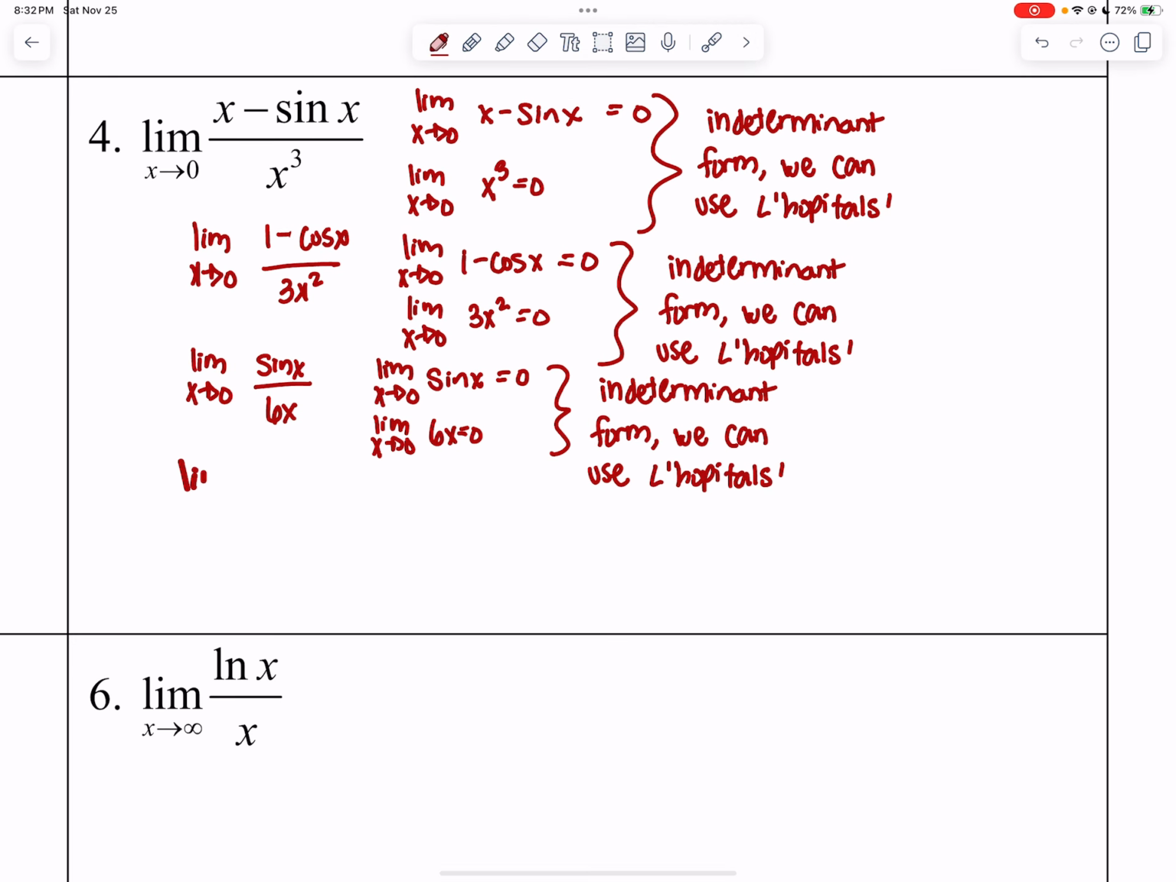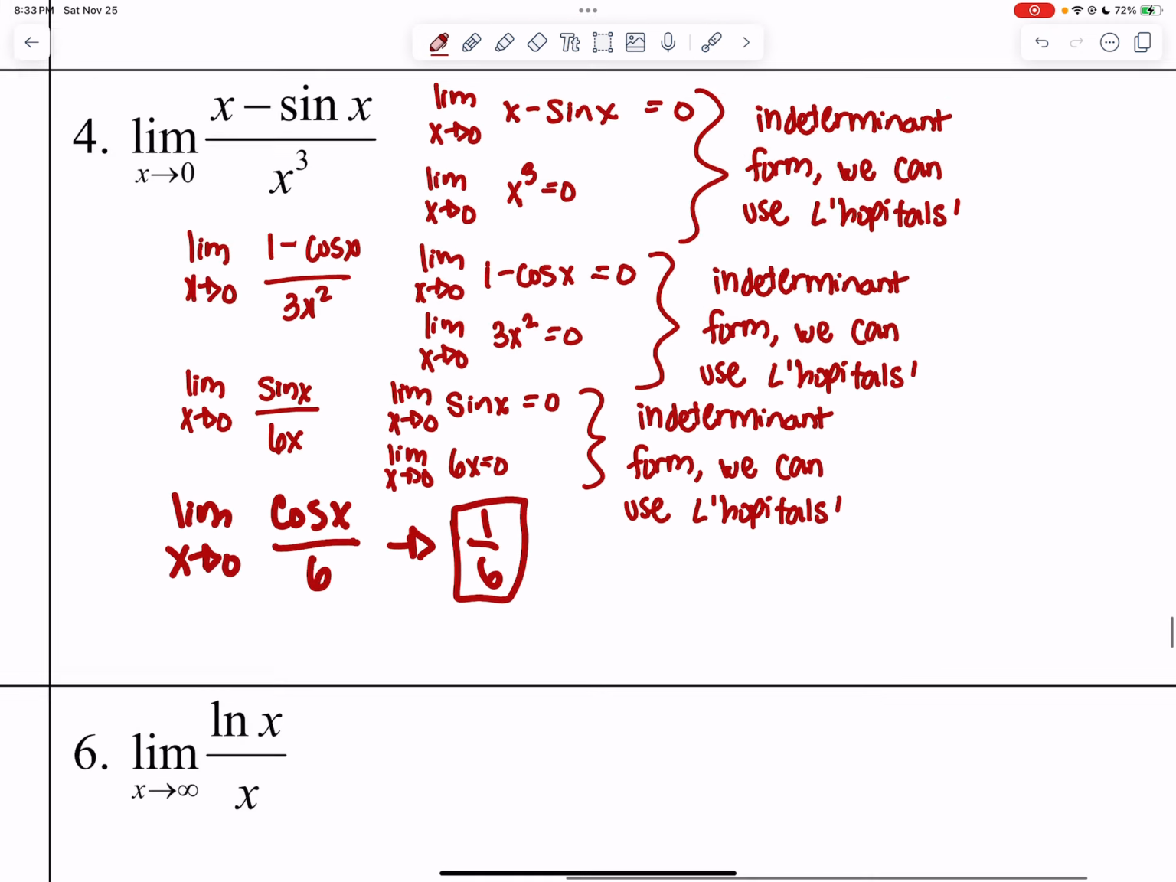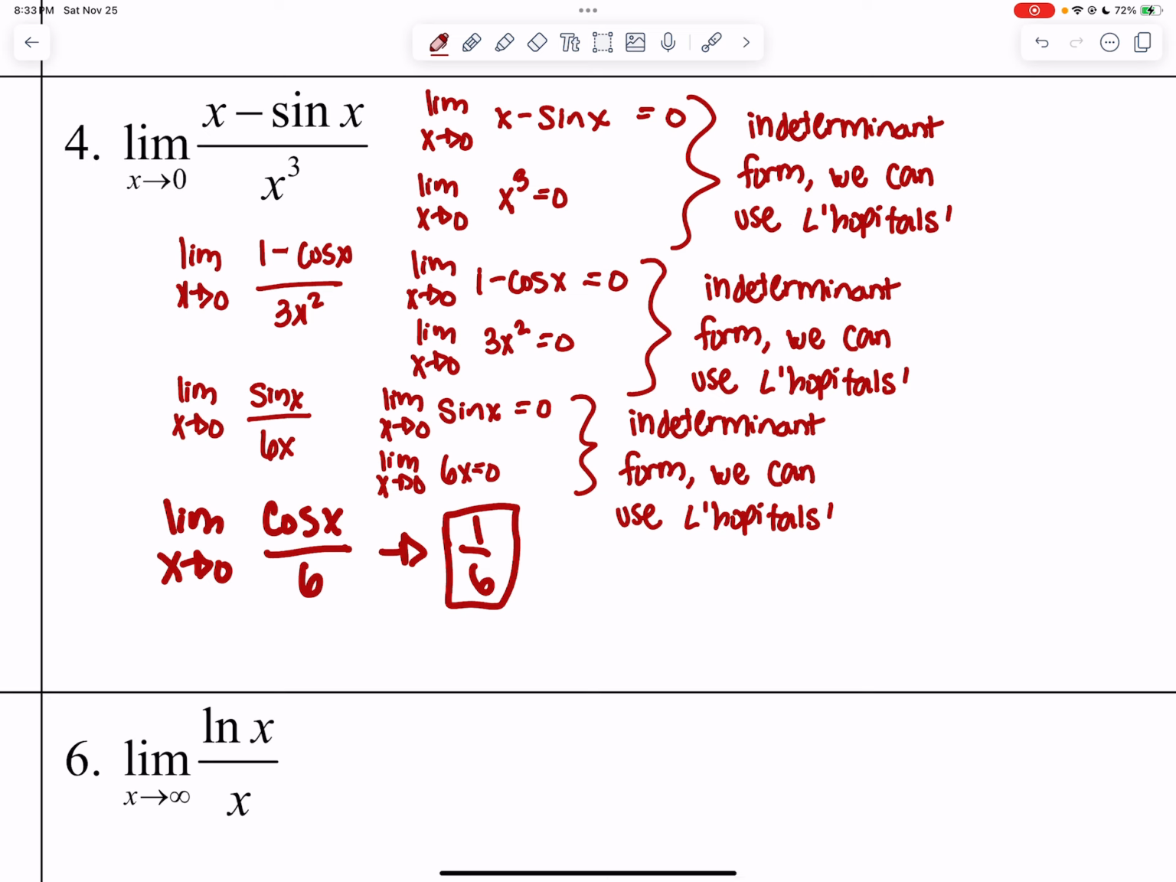So the limit as x approaches 0 of, let's see, the derivative of sine is going to be cosine, and then the derivative of 6x is going to be 6. Thank God, because we know that cosine of 0 is going to be 1, and then 6 is just 6. So once you do direct substitution here, your answer for number 4 is going to be 1/6. Crazy, I know.